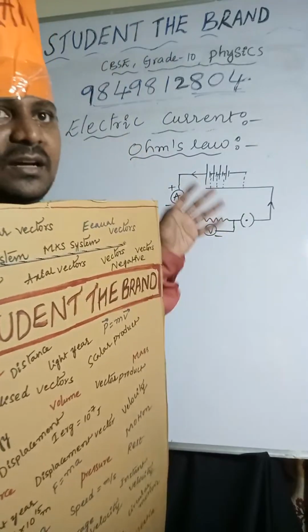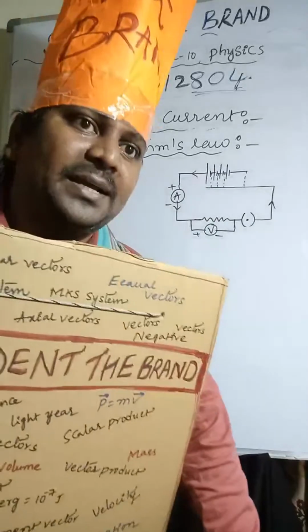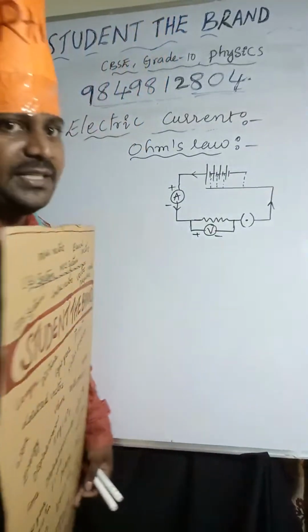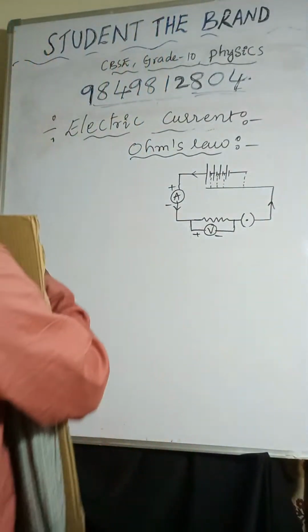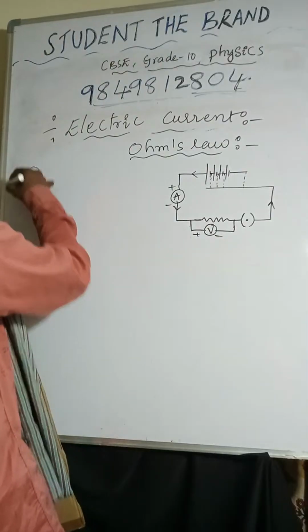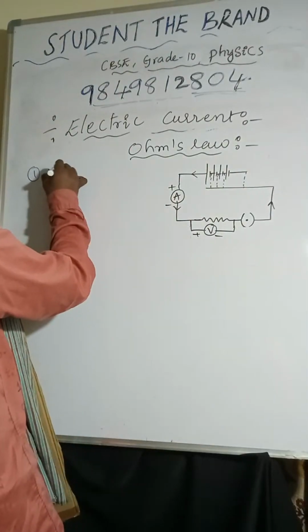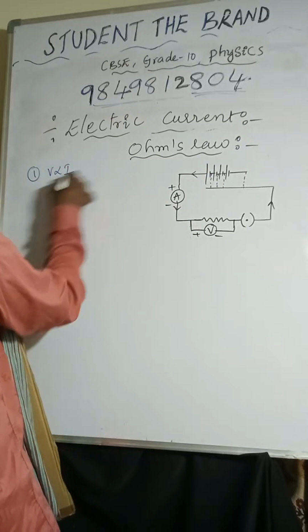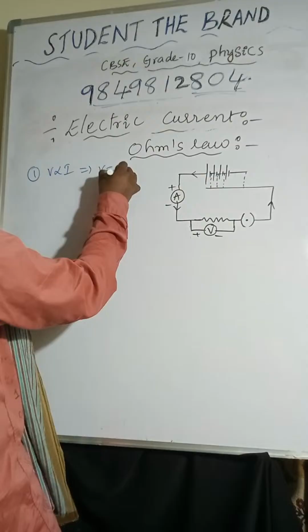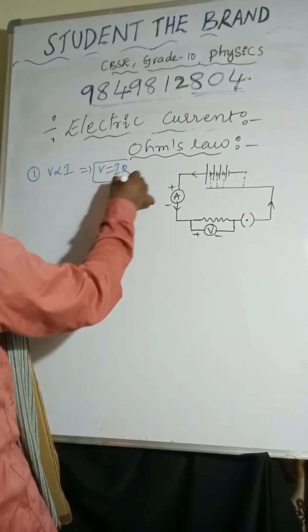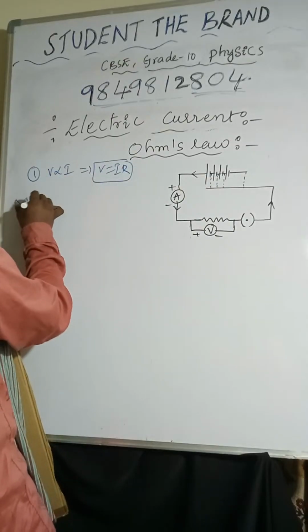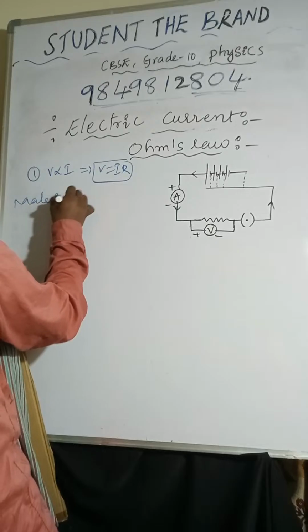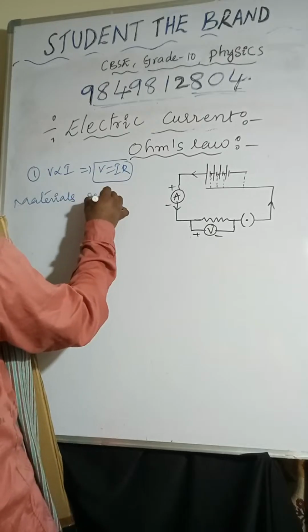Here, what are the required materials? What materials do we require to do this activity? Now you can observe point number one: V is directly proportional to I, this is a statement, and V equal to IR. Materials required.